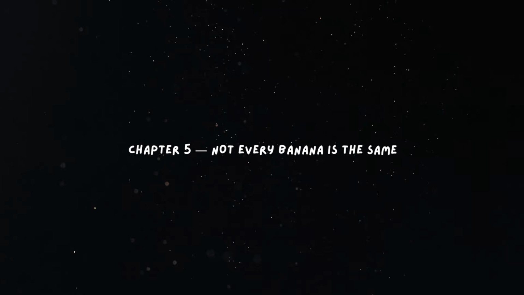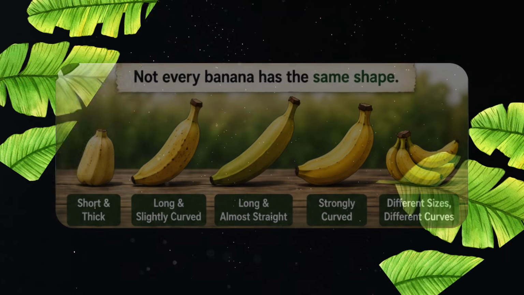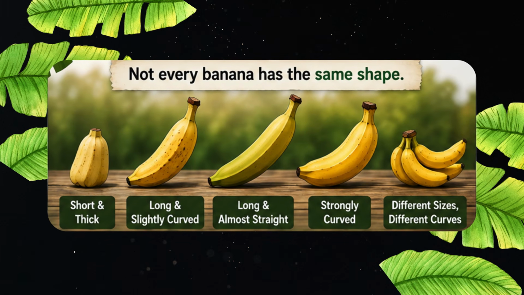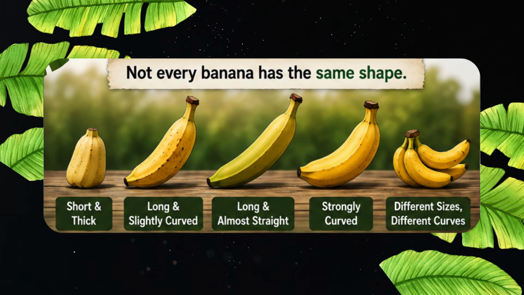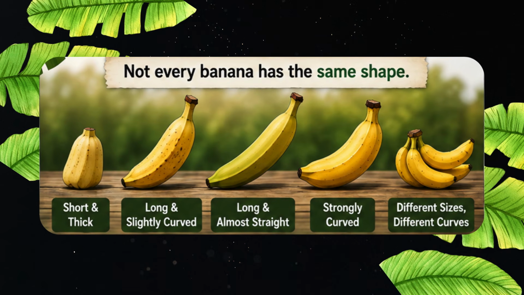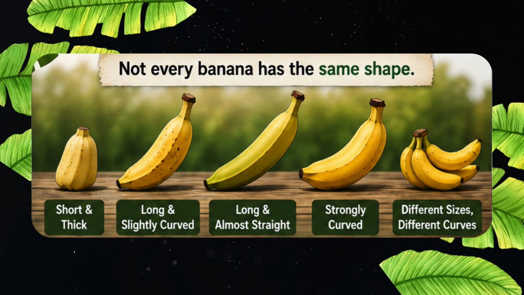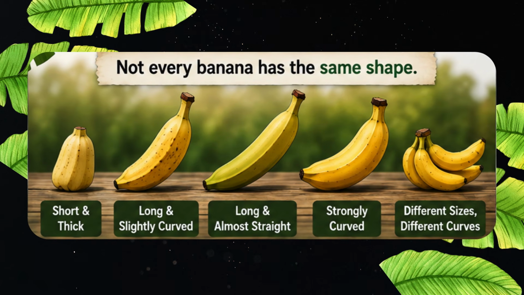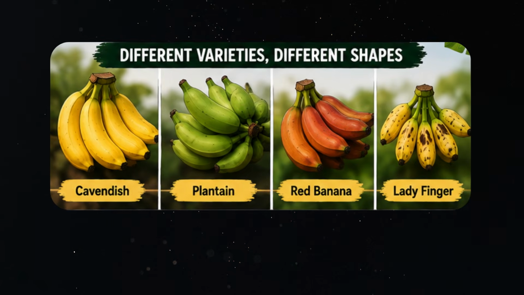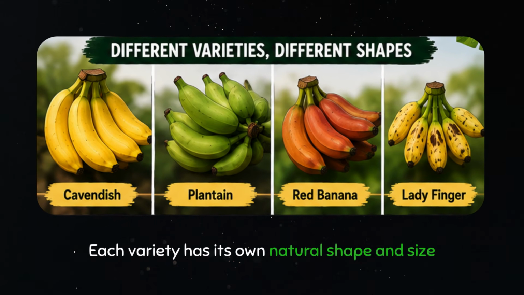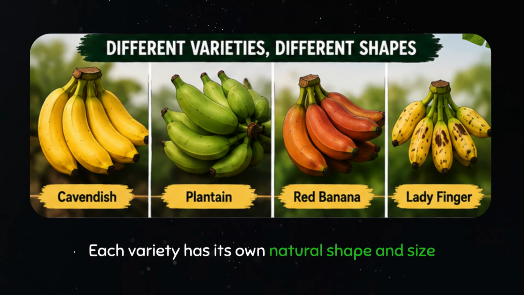Chapter 5. Not every banana is the same. But if bananas grow upward, does every banana end up with exactly the same curve? Not at all. Look closely at different bananas, and you'll notice something. Some are short and gently curved. Others are long and strongly curved, and some barely curve at all. That's because the shape of a banana depends on more than one factor. Different banana varieties naturally have different shapes and sizes.